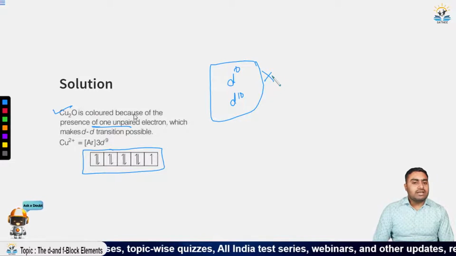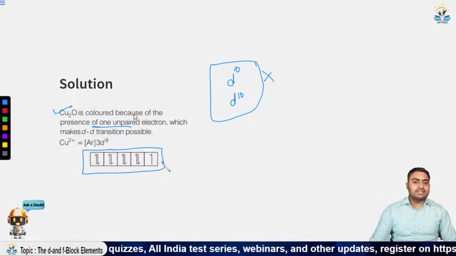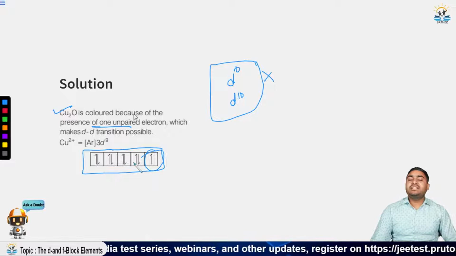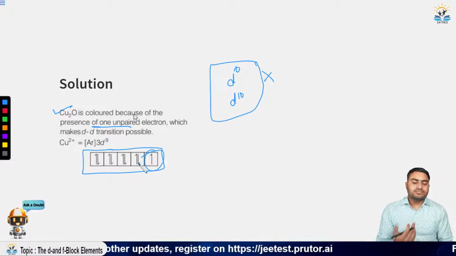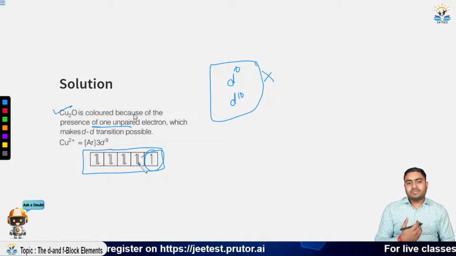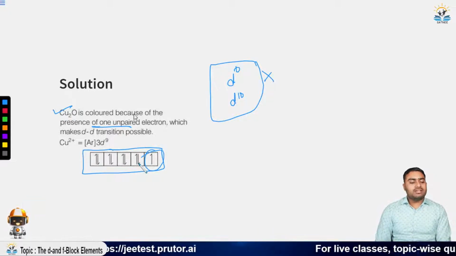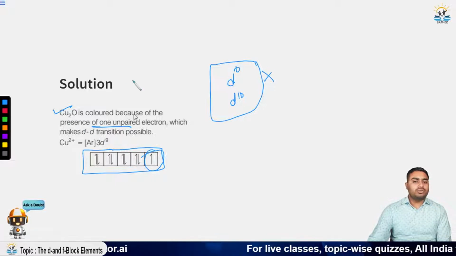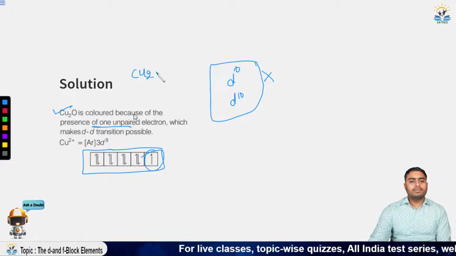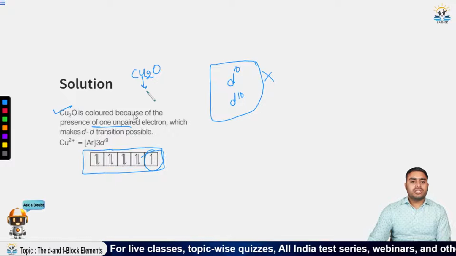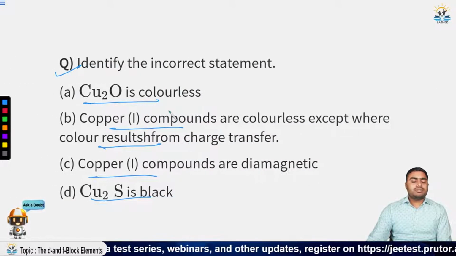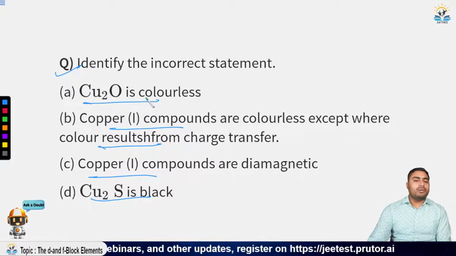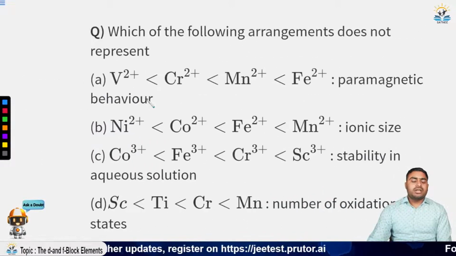So Cu2O is colored because of the presence of 1 unpaired electron. You can see this is the unpaired electron, which makes the d-d transition. So due to the d-d transition, this unpaired electron will absorb energy and then reflect light in the visible region. Okay, so Cu2+ is argon 3d9, and in Cu2O you can see the oxidation state of copper is +1 as well. Okay, so here it is given that Cu2O is colorless. So that's all about the answer of this particular question. Let's move to the next one.